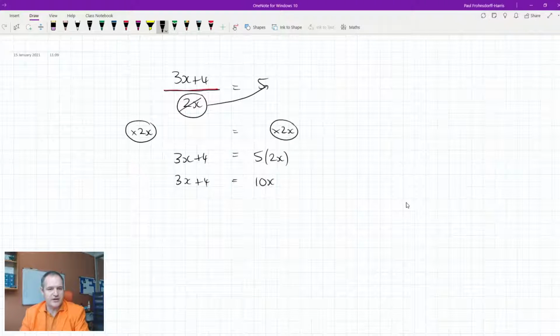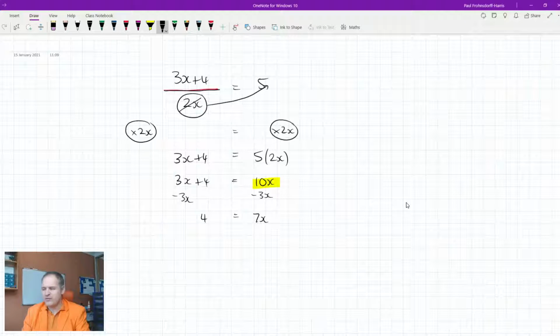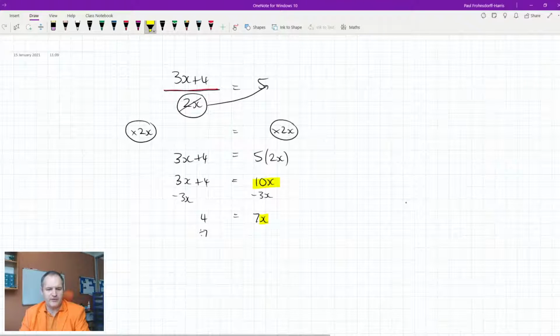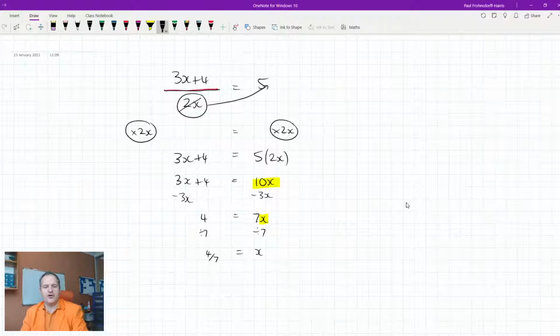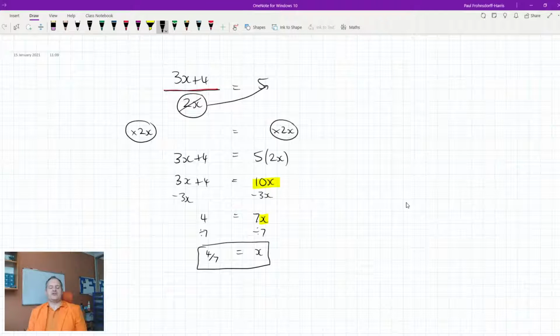Now we can do our rearranging. We've got x on both sides, so I'm going to look after the bigger one. He's the bully. So we're going to take away 3x from both sides, leaving us with 4 equals 7x. But they're not nice numbers. So therefore, we divide by 7, because we want to strip away the 7. That's going to be x, and that's going to be 4/7. If it's not a nice number, we leave it as a fraction. So that's how we do it when it doesn't make a nice number.